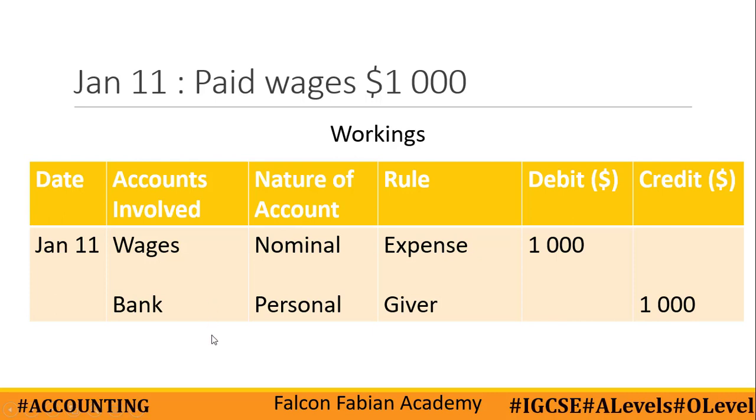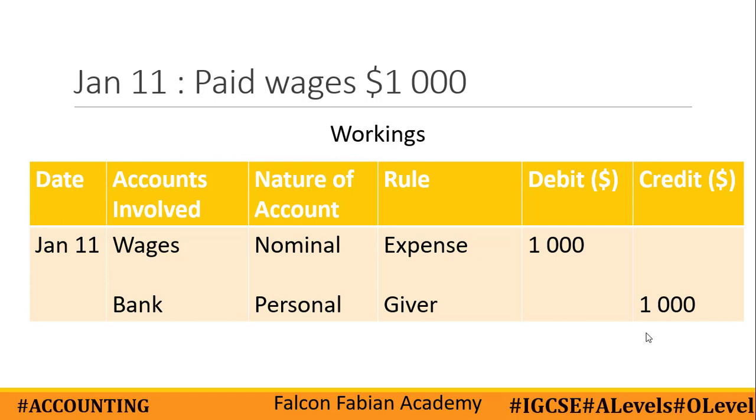Let's do it one more time. So the two accounts are wages and bank. Wages is an expense, therefore the rule for nominal account needs to be applied to it, and wages account needs to be debited by 1,000. Bank is a business, it's an organization, therefore the rule for personal account needs to be applied to bank, and bank is the giver of the money. Therefore, bank account needs to be credited by 1,000.